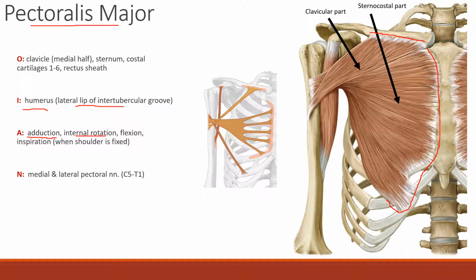The pectoralis major can also act as an accessory muscle of inspiration, so that is breathing. So if the shoulder is fixed, if you're not moving your humerus and you're taking a deep breath, pectoralis major assists in moving the ribs for breathing. Innervation of the pectoralis major comes from the two pectoral nerves. Those pectoral nerves are called medial and lateral, and we'll see their exact paths here in just a moment.